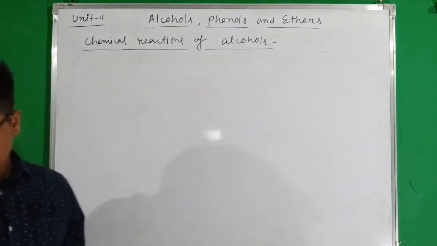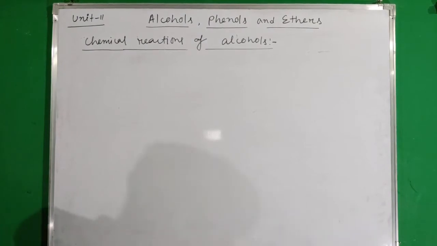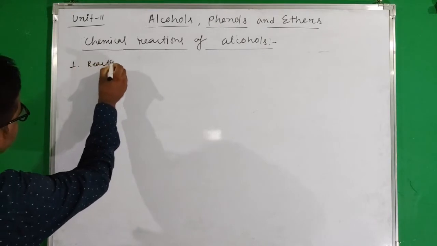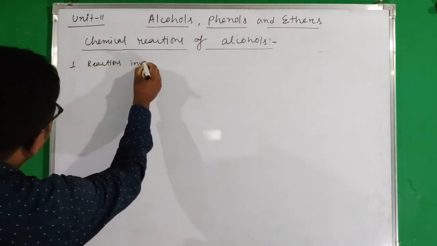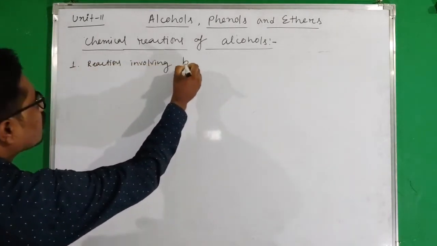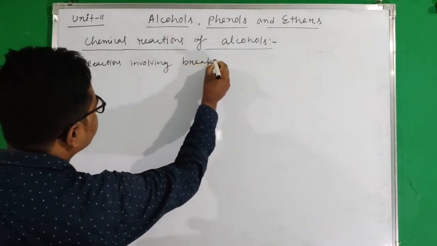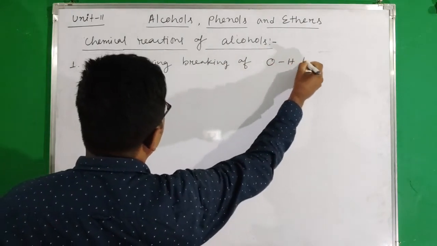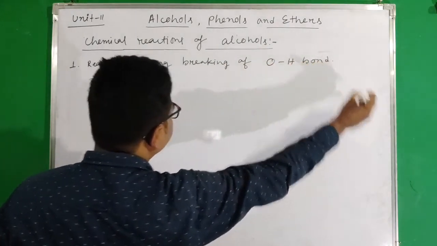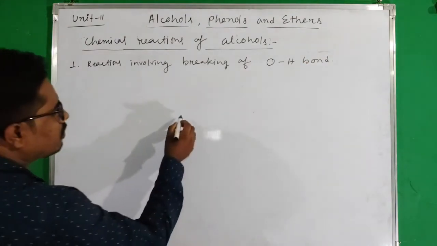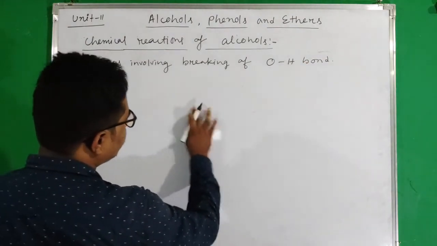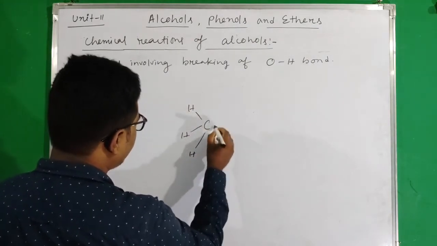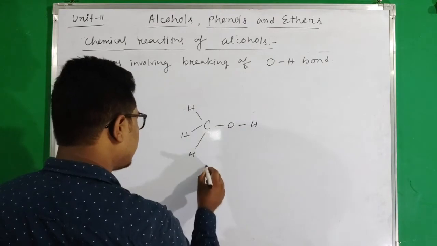Okay, so first we will discuss reactions involving breaking of the oxygen hydrogen bond. That means in case of alcohol, suppose we have considered this alcohol, methanol. This one is methanol.